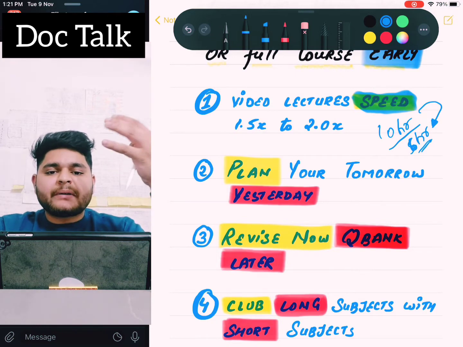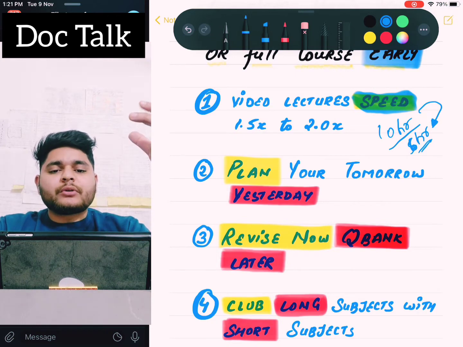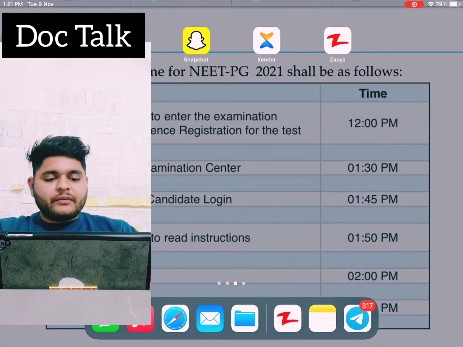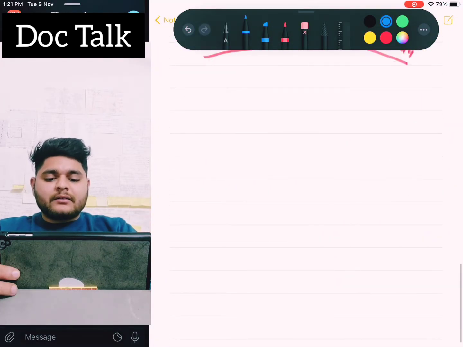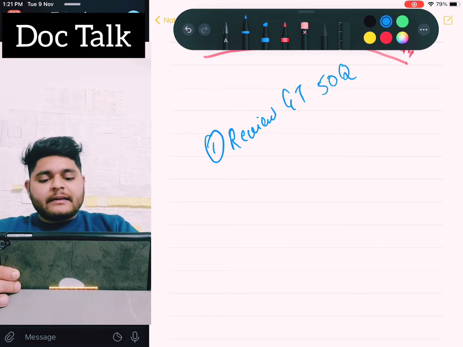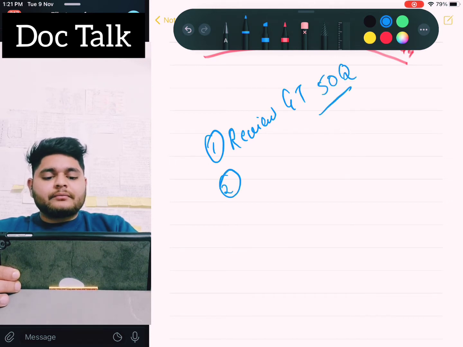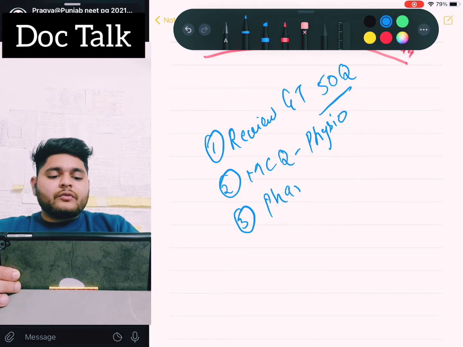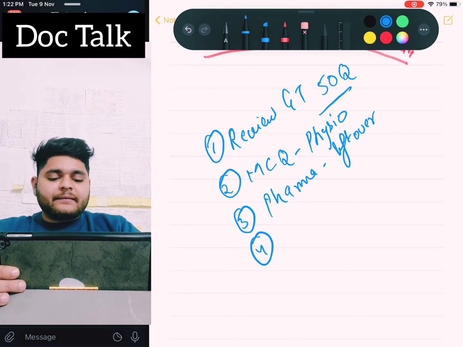नाउ इन सबको आप एक लिस्ट में लगा दो. Like, the most important thing to do is first review the GT. So the first thing should be reviewing the GT. Now let's start. The first is review GT 50 questions, right? And the second thing you should do is MCQs of physio, which is left. Third thing is pharma leftover, and the fourth thing is anesthesia.